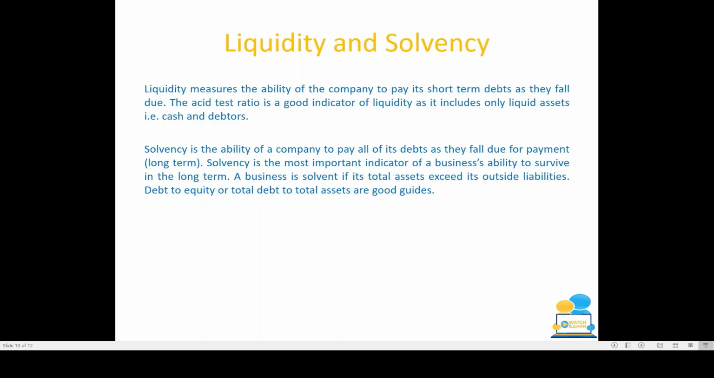And in solvency, so liquidity is short term, solvency is the ability of the company to pay its debts as they fall due for payment long term. So liquidity short term, solvency long term. Solvency is the most important indicator of a business's ability to survive in the long term. A business is solvent if its total assets exceed its outside liabilities. So debt to equity or total debt to total assets are good guides. So again, that's where the gearing ratio will come into effect.